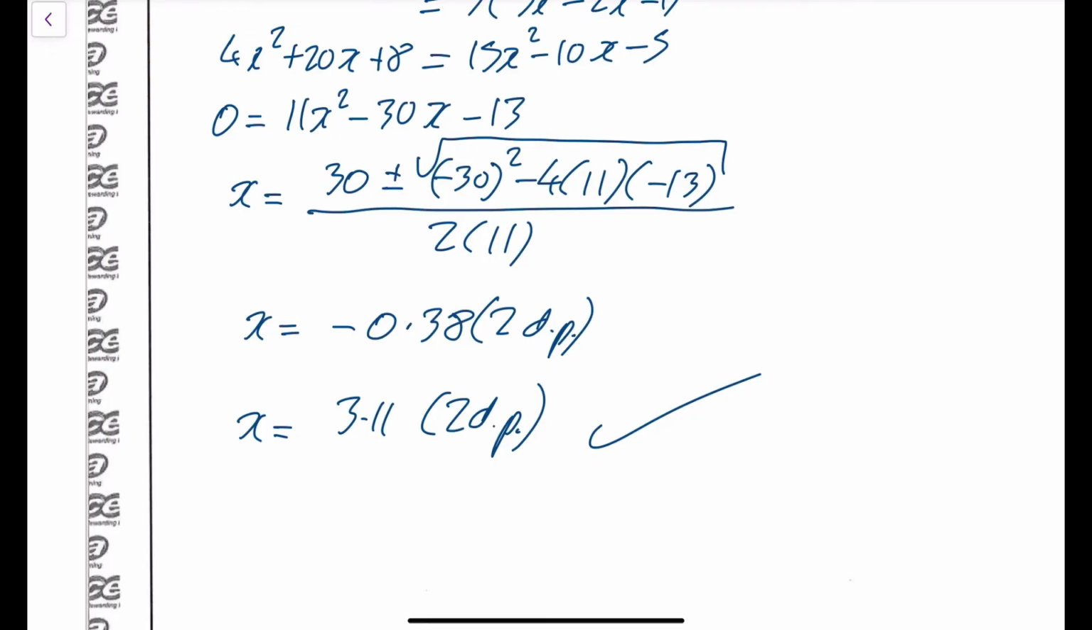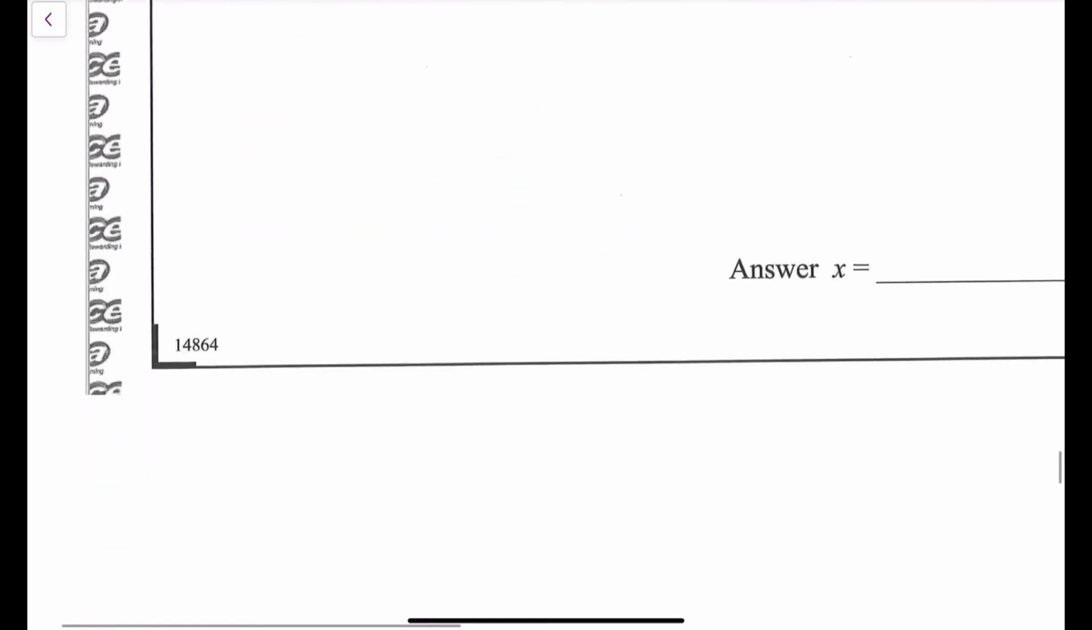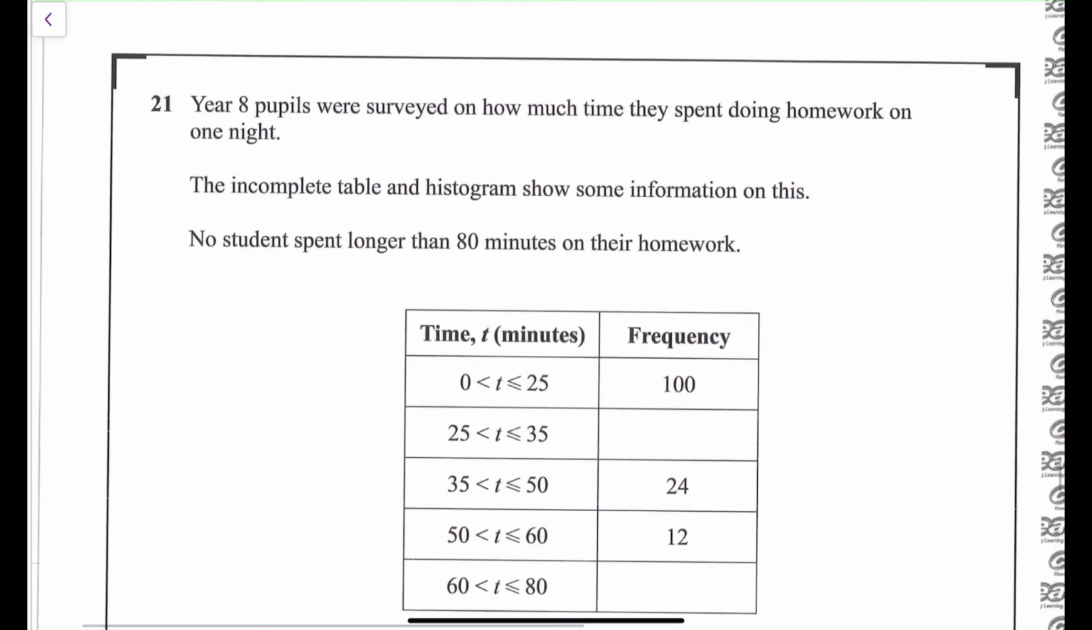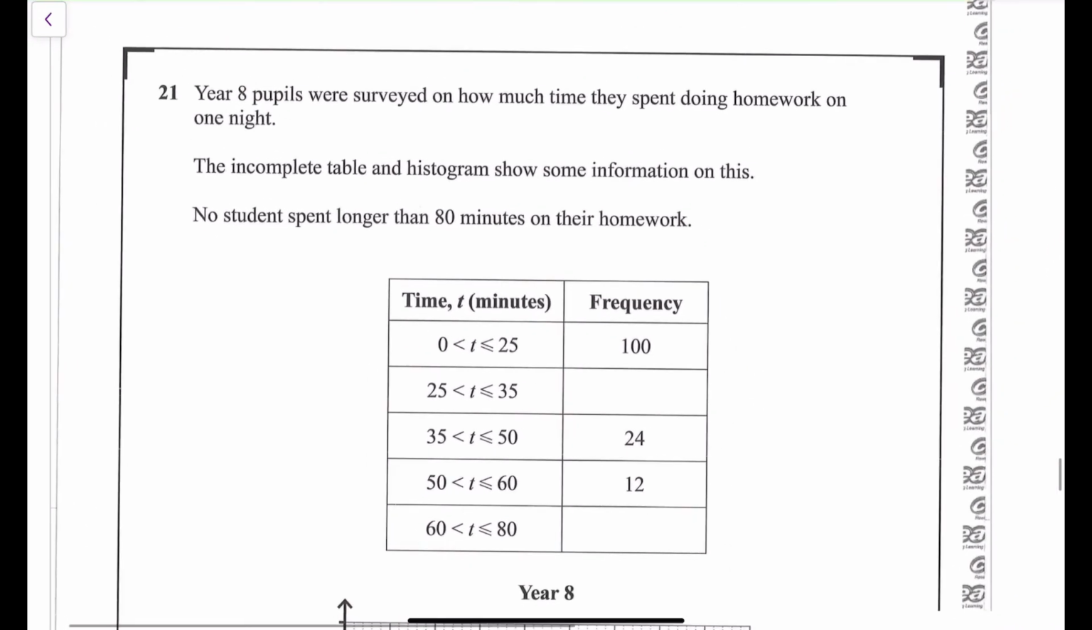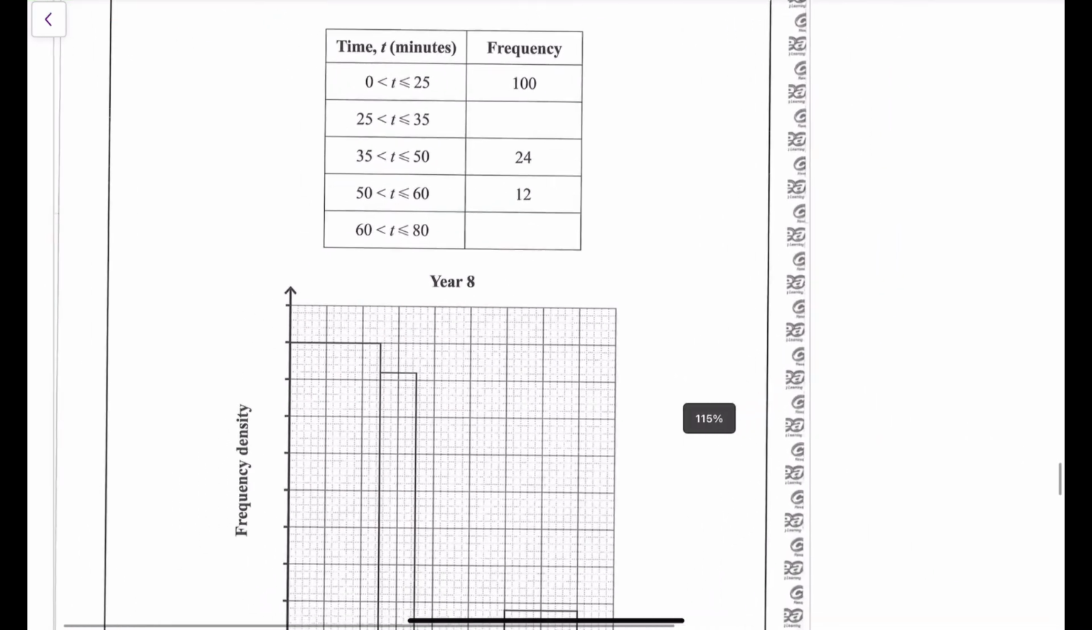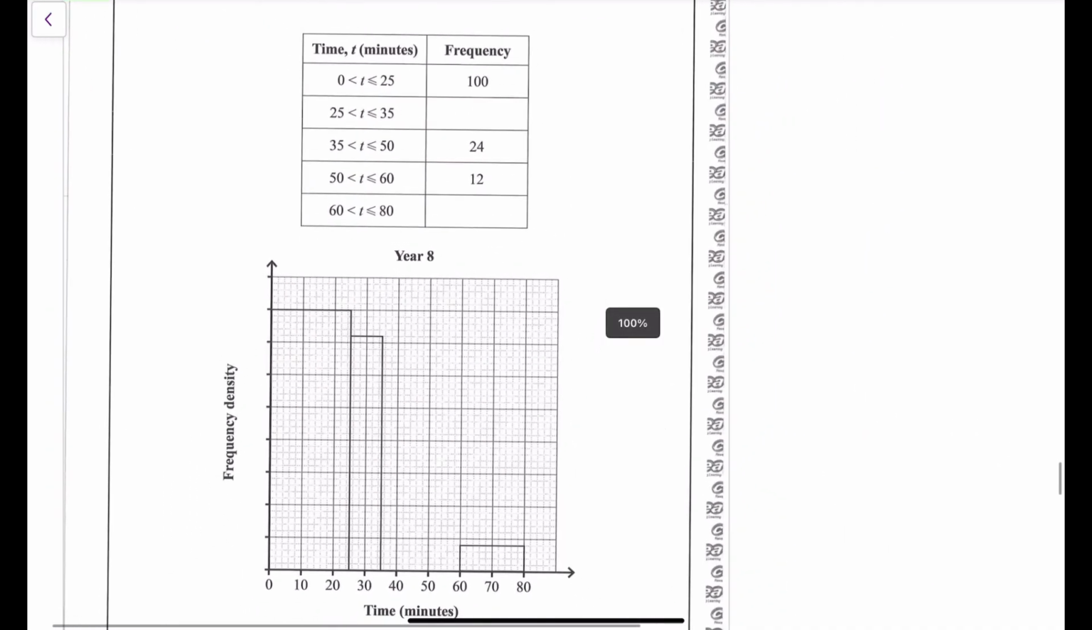Okay, right. We have a massive long histogram question now. Second last question. Nobody's favourite, histograms. It says, Year 8 pupils were surveyed on how much time they spent doing homework on one night. The incomplete table and histogram show some information on this. No student spent longer than 80 minutes on their homework. So you can see you've got a wee bit of a table and you've got a histogram as well.